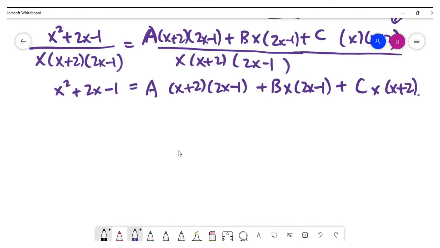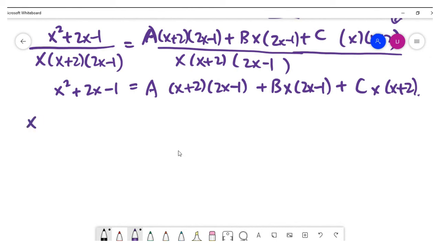And I claim that if you choose some clever values of x, you're able to solve for A, B, C separately. Otherwise, it is not that easy to find A, B, C at the same time because you actually have 3 unknowns, and we need to eliminate 2 of them. We try to focus on finding one of them.